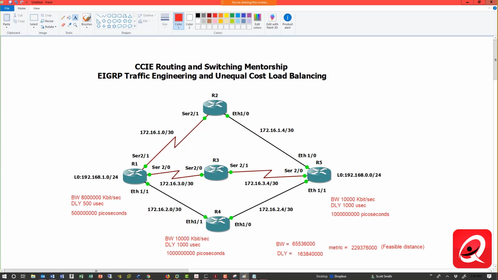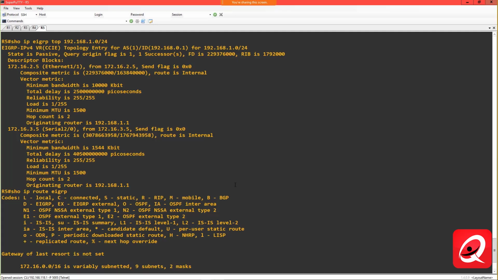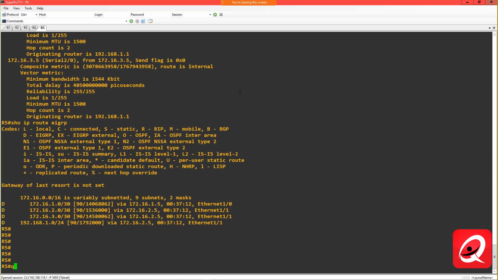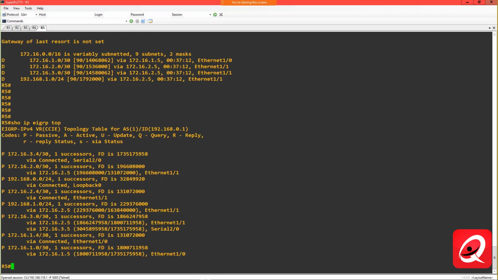What you're seeing in the second number in the database here, though, if I do a show IP Eigrp topology, is that for that particular destination, the 1.0 destination, this number right here is extremely important, and that's what we're going to be talking about today, which is what we call the reported distance, or sometimes it's referred to as advertised distance, not to be confused with administrative distance.